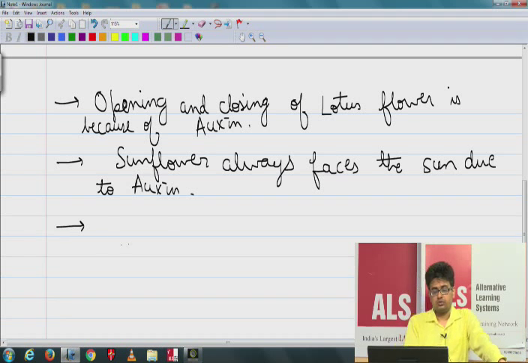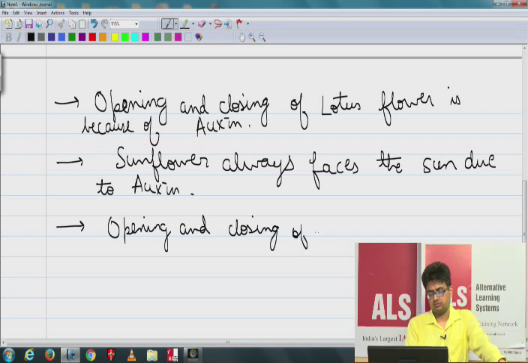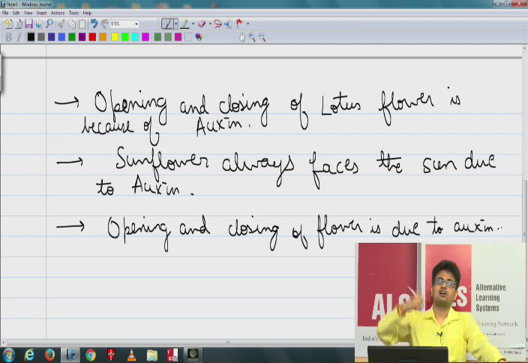Okay, so the opening and closing of a flower is due to auxin, or any flower bud opening is due to the auxin effect. Now there is one more interesting thing.